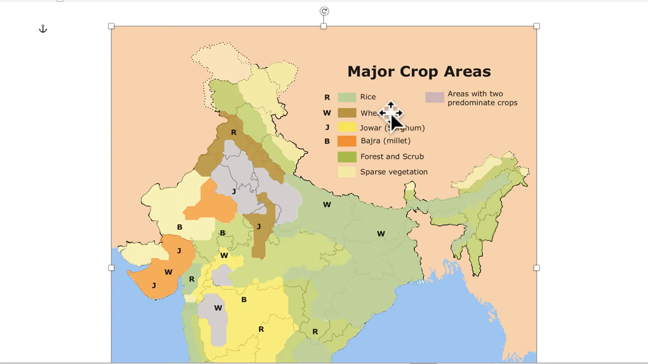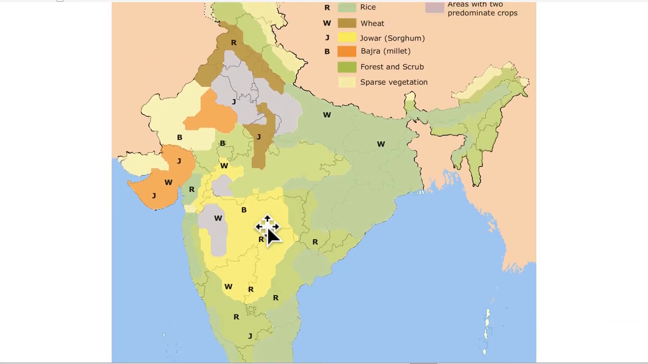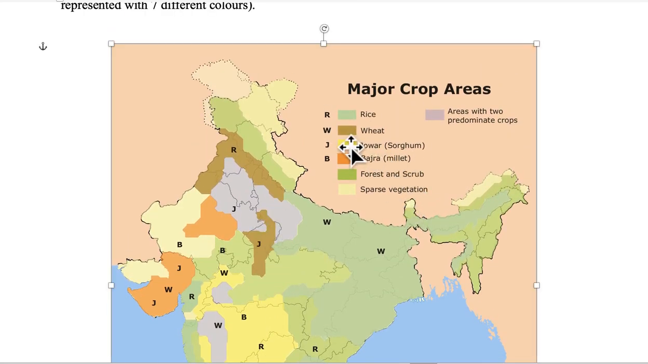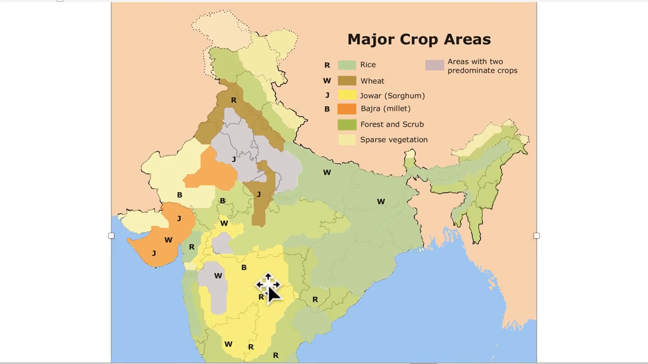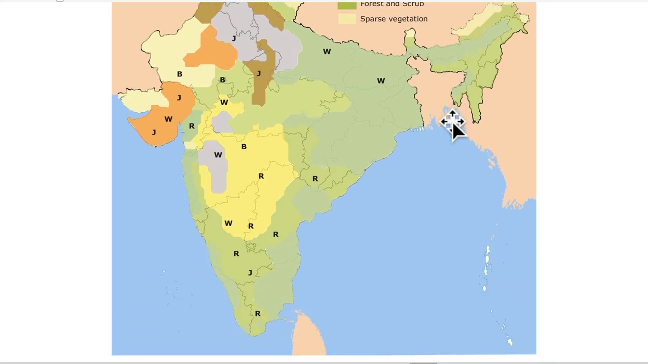This brown color represents the areas where wheat is grown. So these are the areas in India where wheat is grown in plenty. This yellow represents jowar. That means this part of middle India is good for jowar. Then again bajra, shown in orange color. These are the areas for bajra. In this way, colors on a map can represent various information. So, a colorful map is a good format of data.